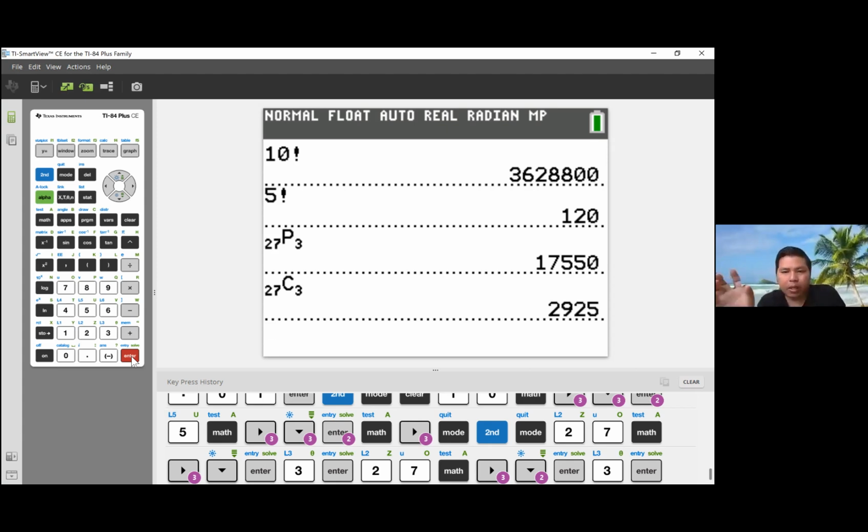So you can see here, when the order does not matter, you are reducing the options so much compared to 27P3, right? You have 17,550 for 27P3, but when you look at 27C3, you only get around 2,925 outcomes. So big difference. I'm going to be very careful with that.